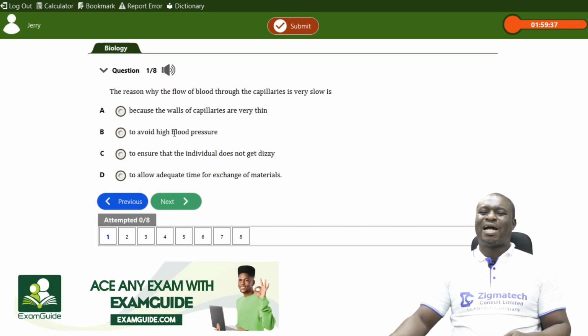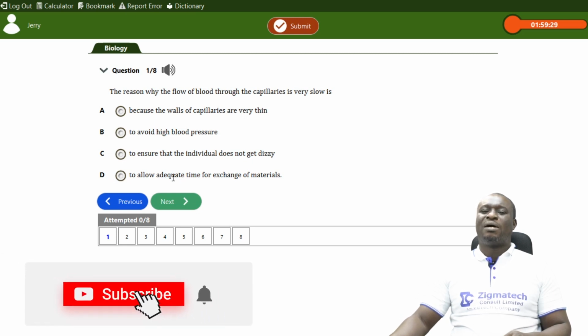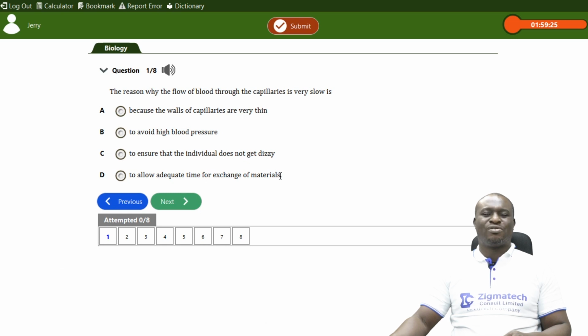B is to avoid high blood pressure. C is to ensure that the individual does not get dizzy. D is to allow adequate time for the exchange of materials. The correct answer is because the walls of the capillaries are very thin.